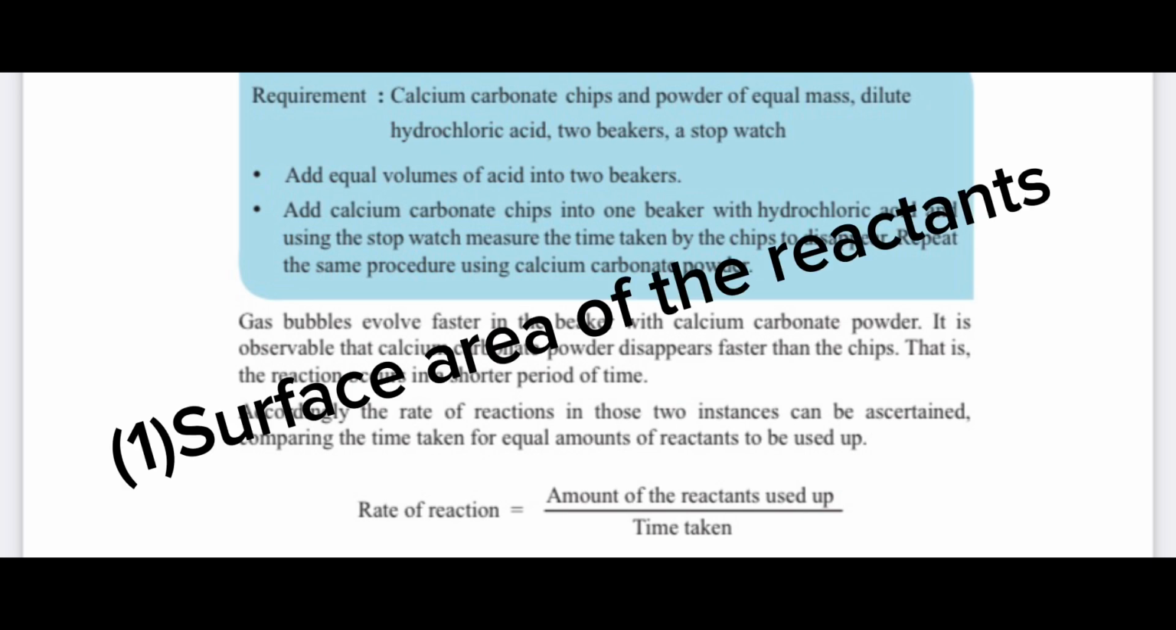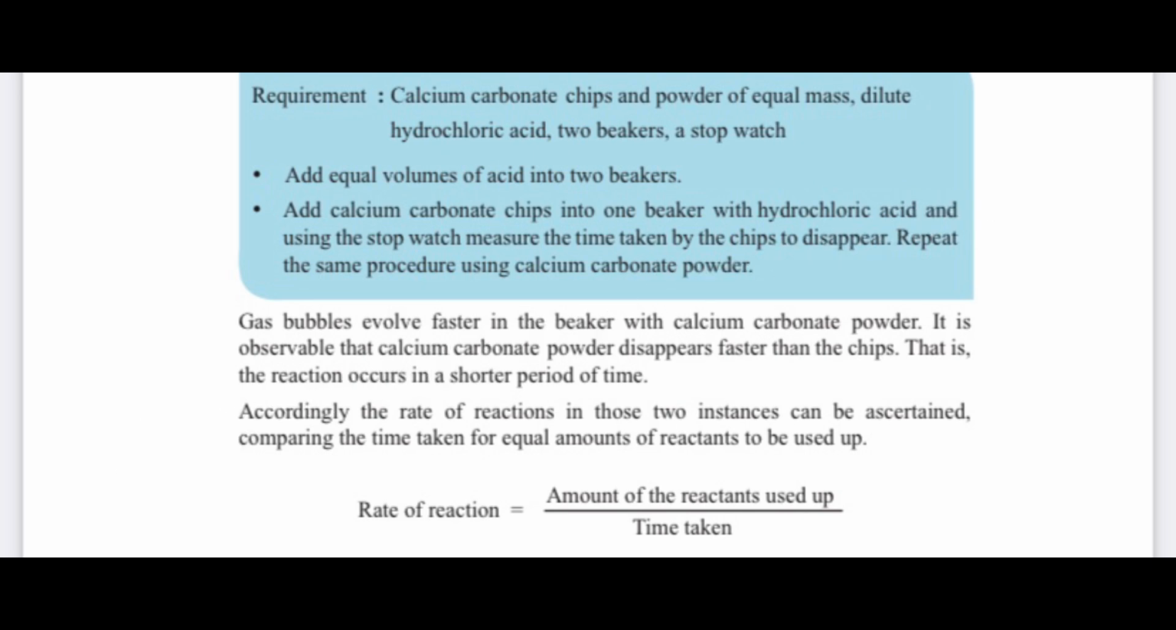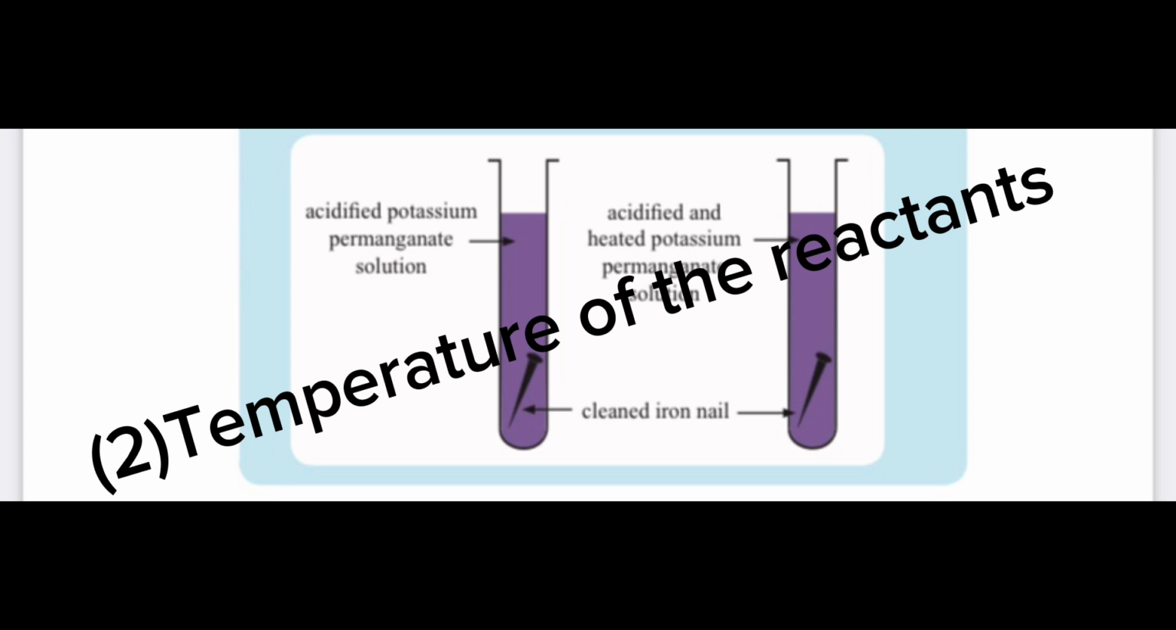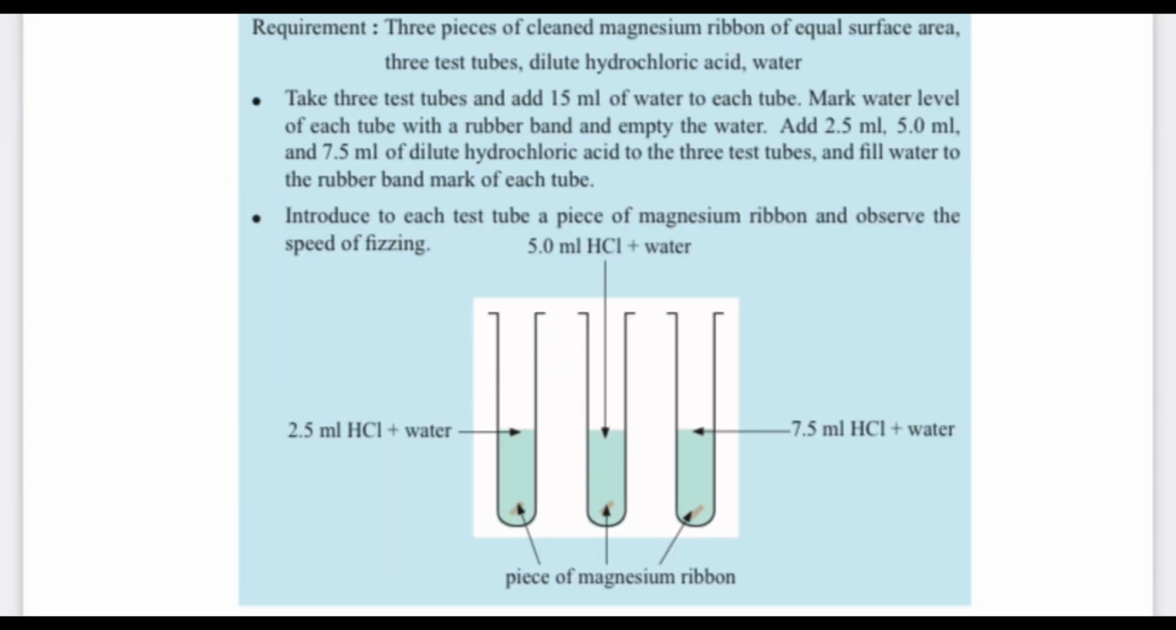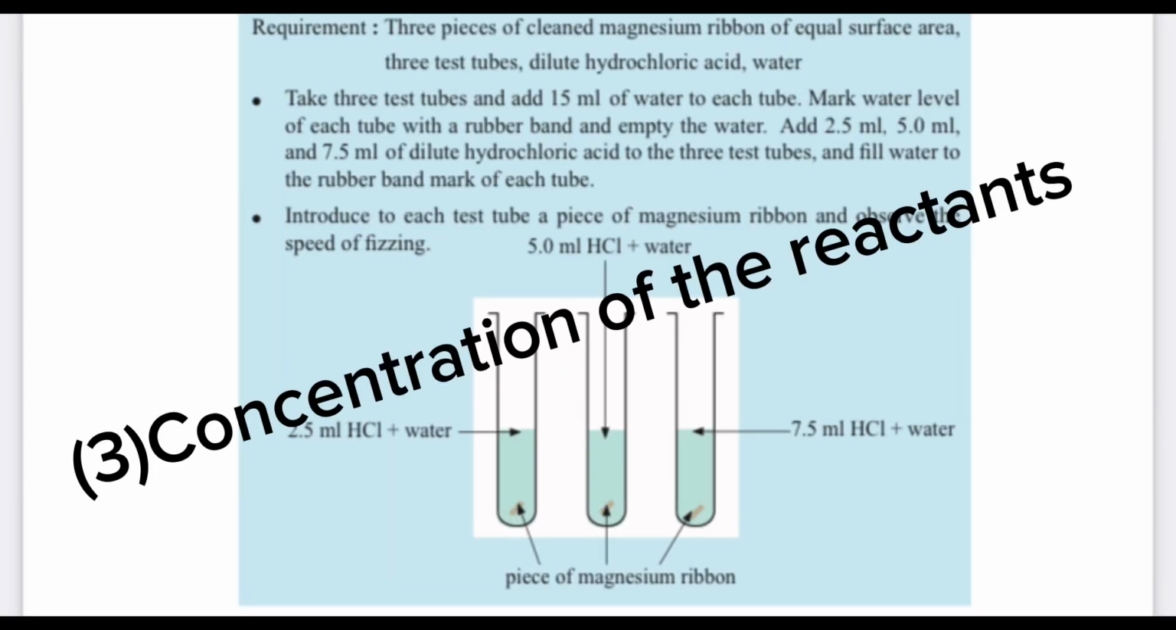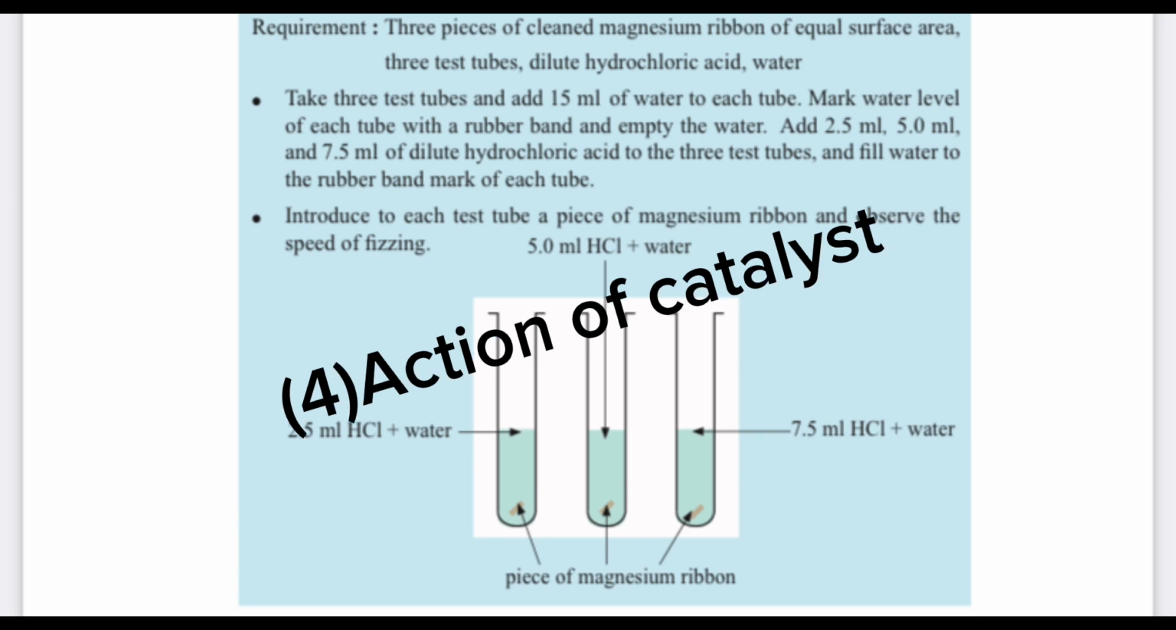The main factors affecting the rate of reaction are the surface area of the reactants, the temperature of the reactants, the concentration of the reactants, and then the action of a catalyst.